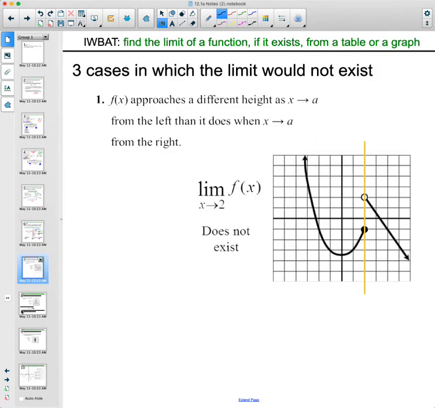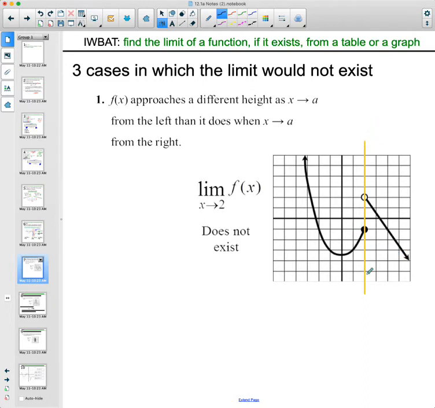So there's 3 cases also that limits don't exist. Okay, the first one is what we just talked about where they approach different heights. So this x value right here, x equals 2, this limit does not exist. Everywhere else it does because we've got continuous functions with no breaks.